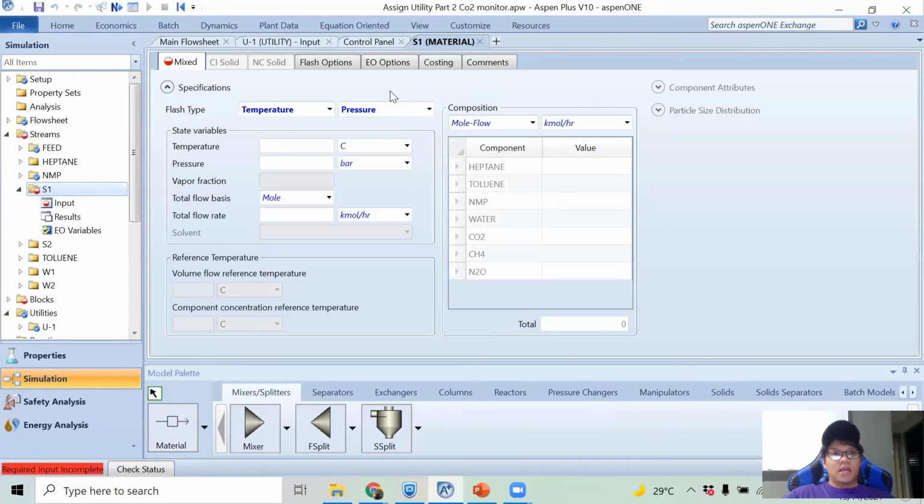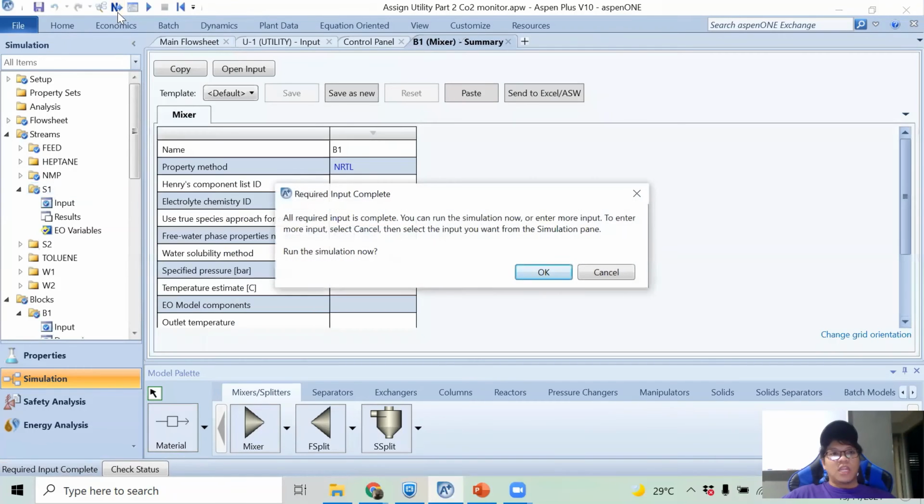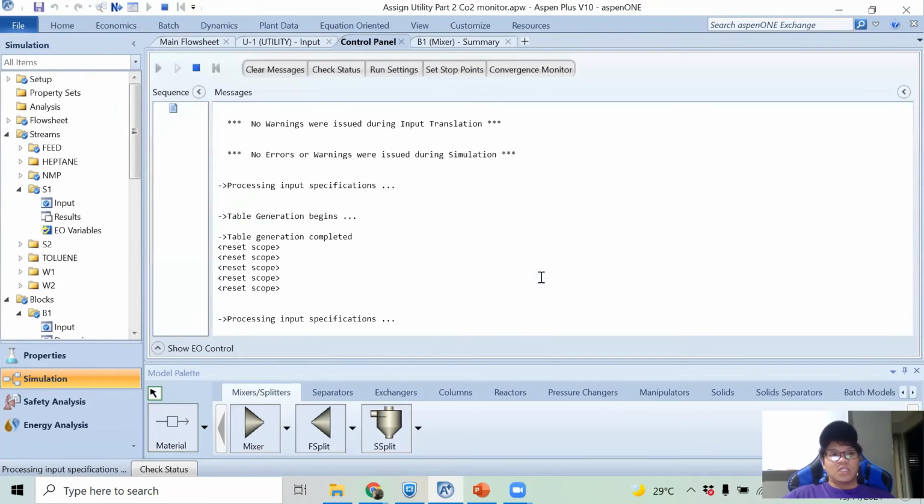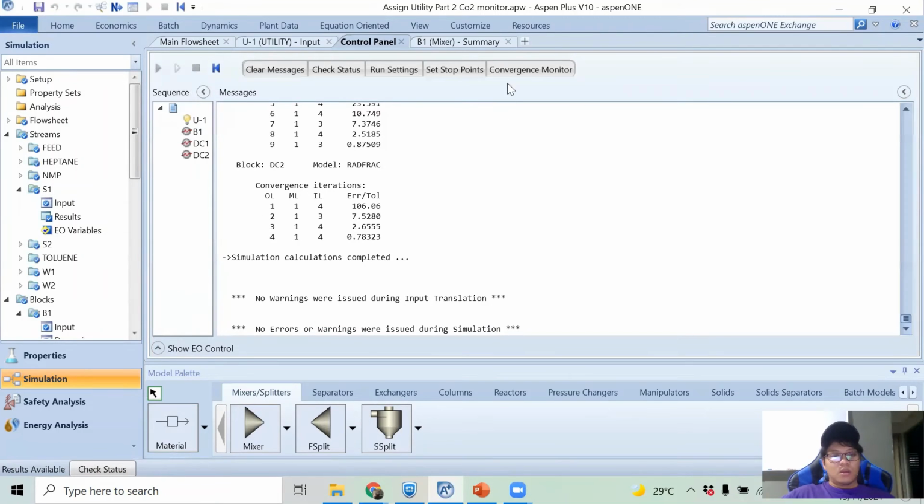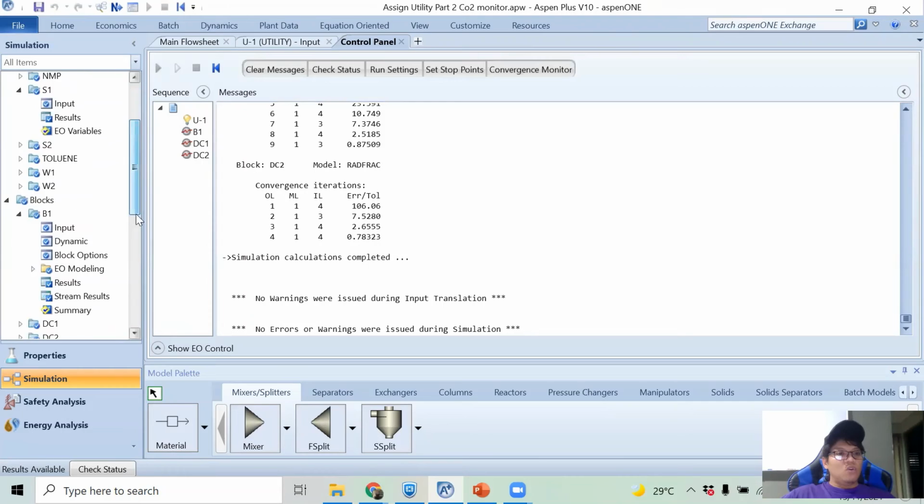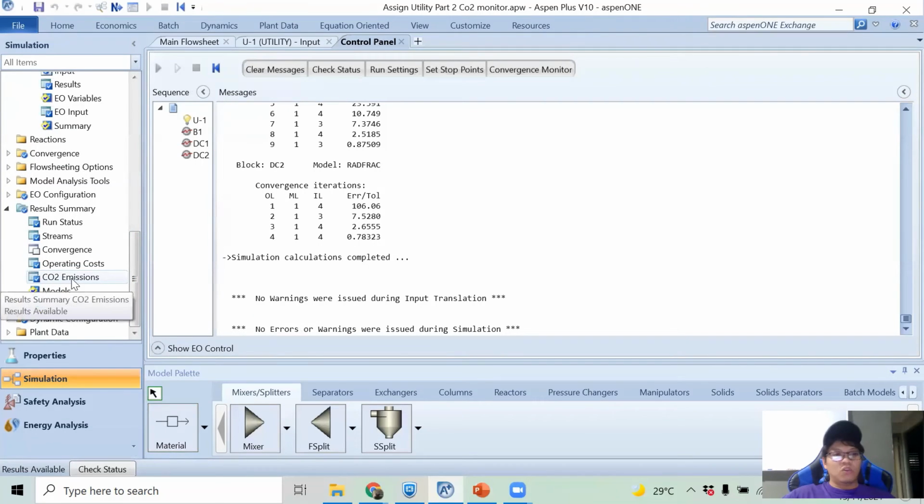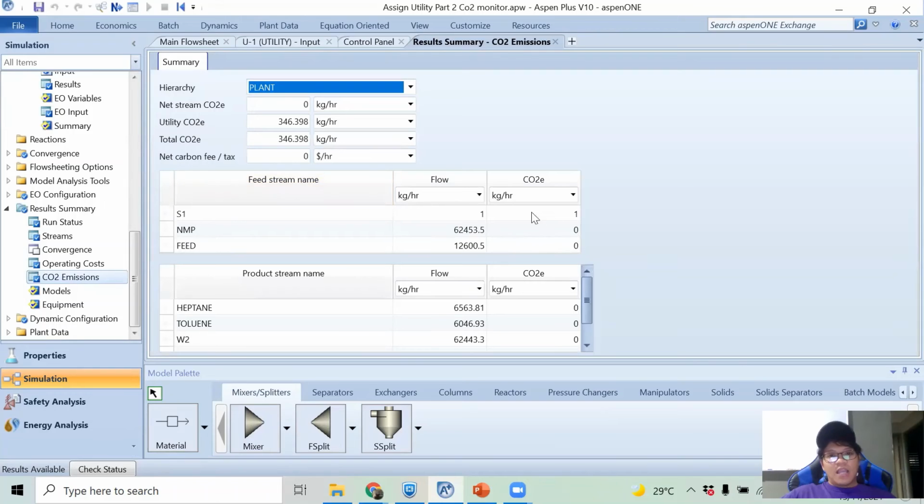So for this one, I'm just going to assume 100 degrees Celsius, 1 bar, and then I have a mass flow of CO2, 1 kilogram per hour. Okay, so if I hit next, I'm just going to run the simulation. If you go to your simulation result and then go to CO2 emission, you would see that I have carbon 1 kilogram per hour in my stream. And then here, I also have 1 kilogram of carbon as my output. So the net will be 0, by the way.